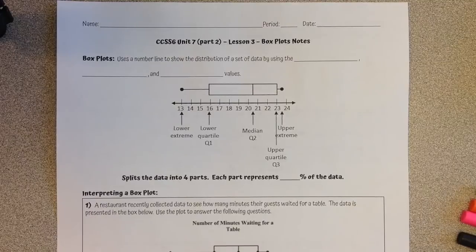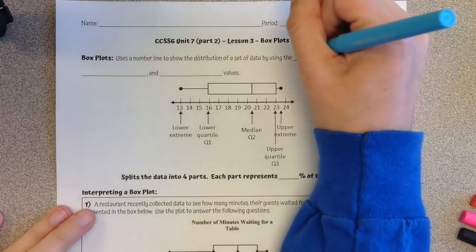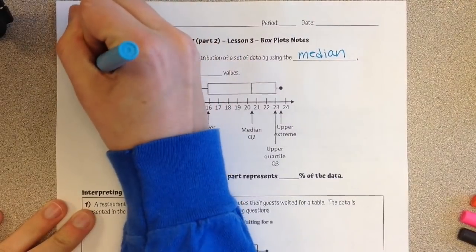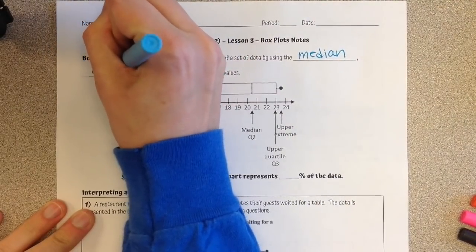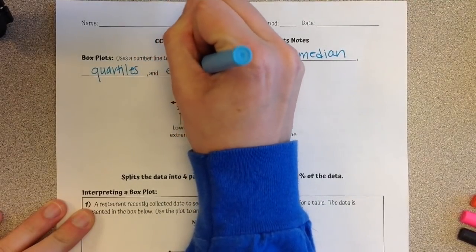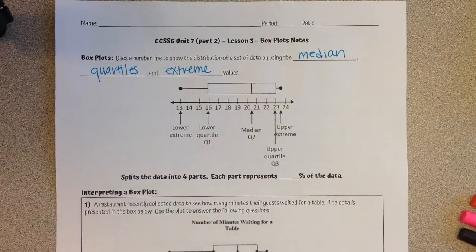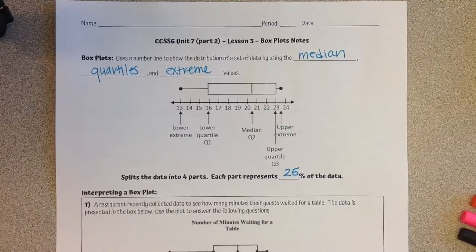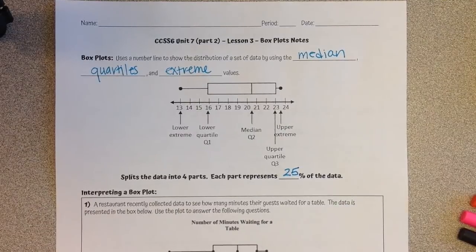So a box plot uses a number line to show the distribution of a data set by using the median, the quartiles, and the extreme values. So it splits the data into 4 parts. Each part, if it's split into 4, represents 25% of the data. So I want to look at this.